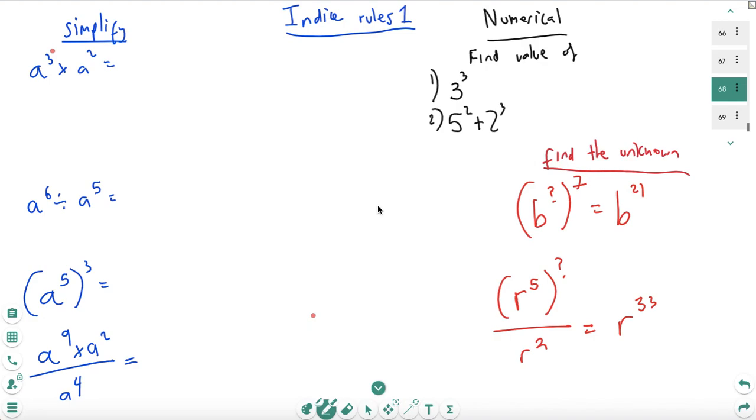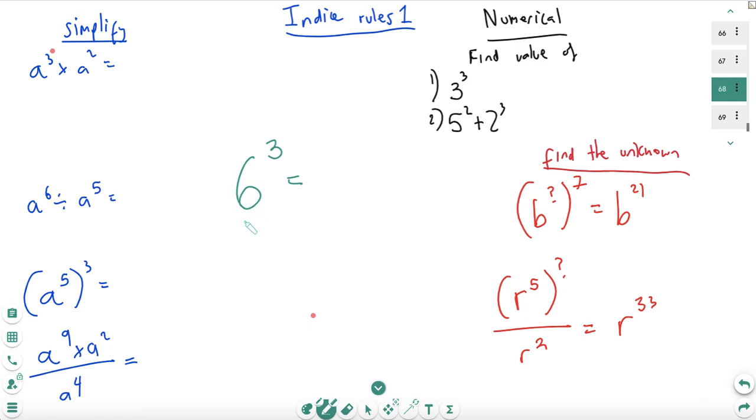This topic and video is going to be all about our indice rules. What's an indice? Well, it's something like this. I'm sure you've seen it before. 6 and a little 3. We could call this 6 to the power of 3.